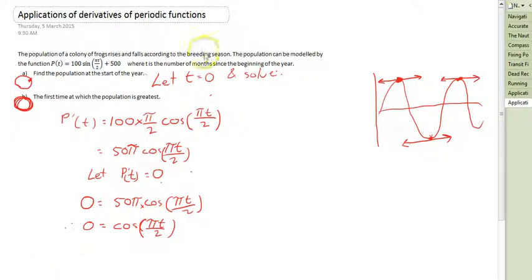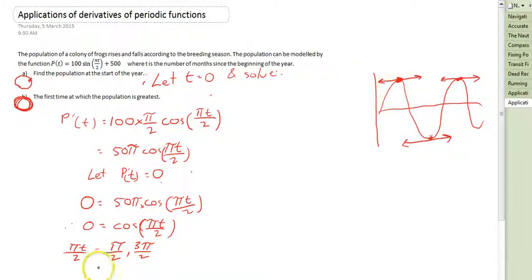Okay, it's a good start. Now you're going to have to find at least two answers to this, reasons for which I'll explain in a moment. Now, cos equals 0 at pi on 2. And then the next time cos equals 0 is at 3 pi on 2. So that means that pi t on 2 equals pi on 2 or 3 pi on 2.